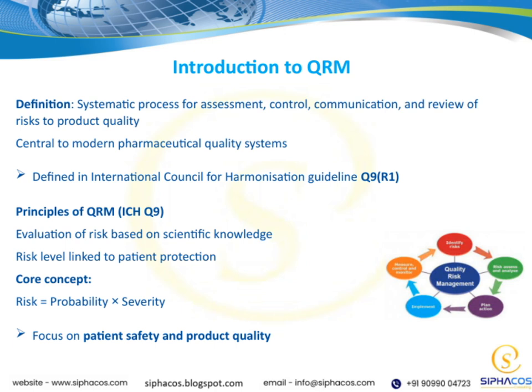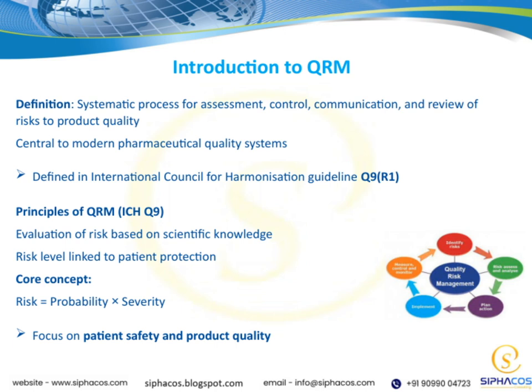Now, moving on to the principles of QRM, as outlined in ICH Q9. The key idea here is that risk evaluation is based on scientific knowledge. We use scientific data and understanding to inform our decisions. Another important point is that the level of risk is directly linked to patient protection. Our ultimate goal is to safeguard patient safety and ensure product quality.